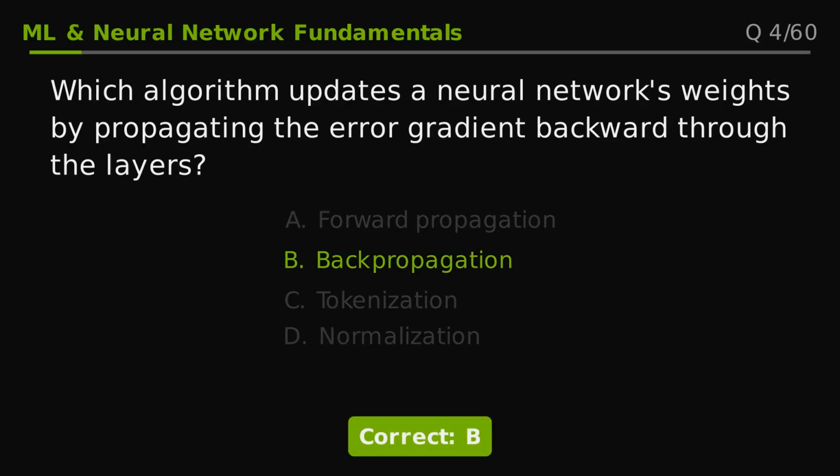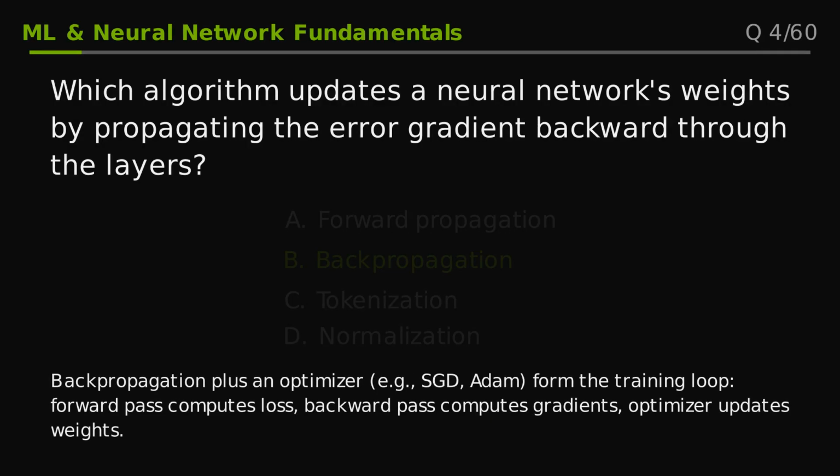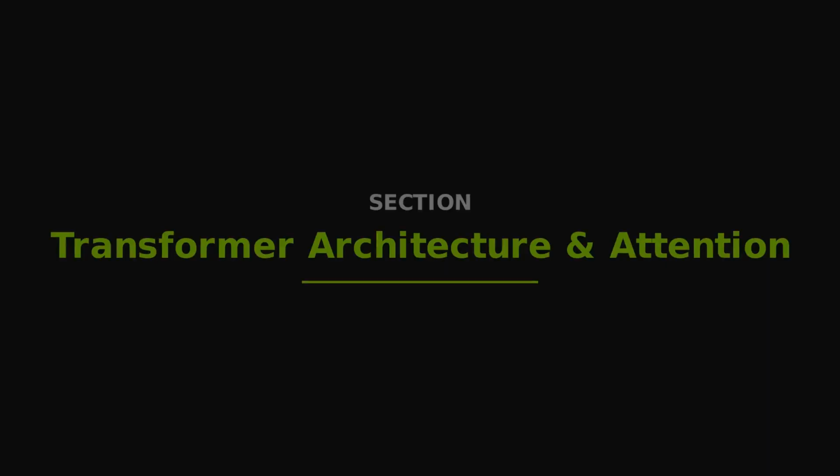The correct answer is B. Backpropagation plus an optimizer, for example Adam, form the training loop. The forward pass computes loss, the backward pass computes gradients, and the optimizer updates weights. Next section: Transformer architecture and attention.